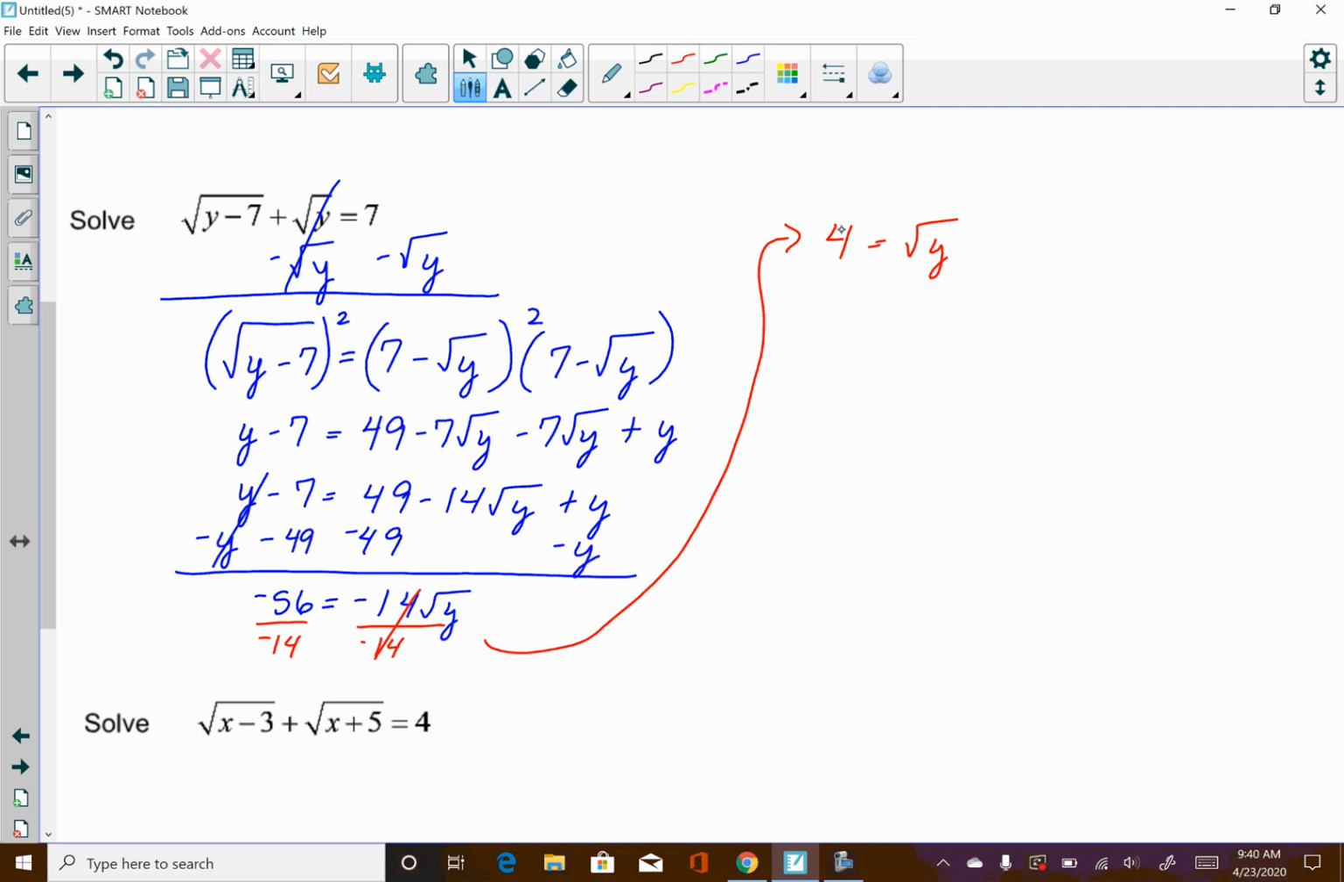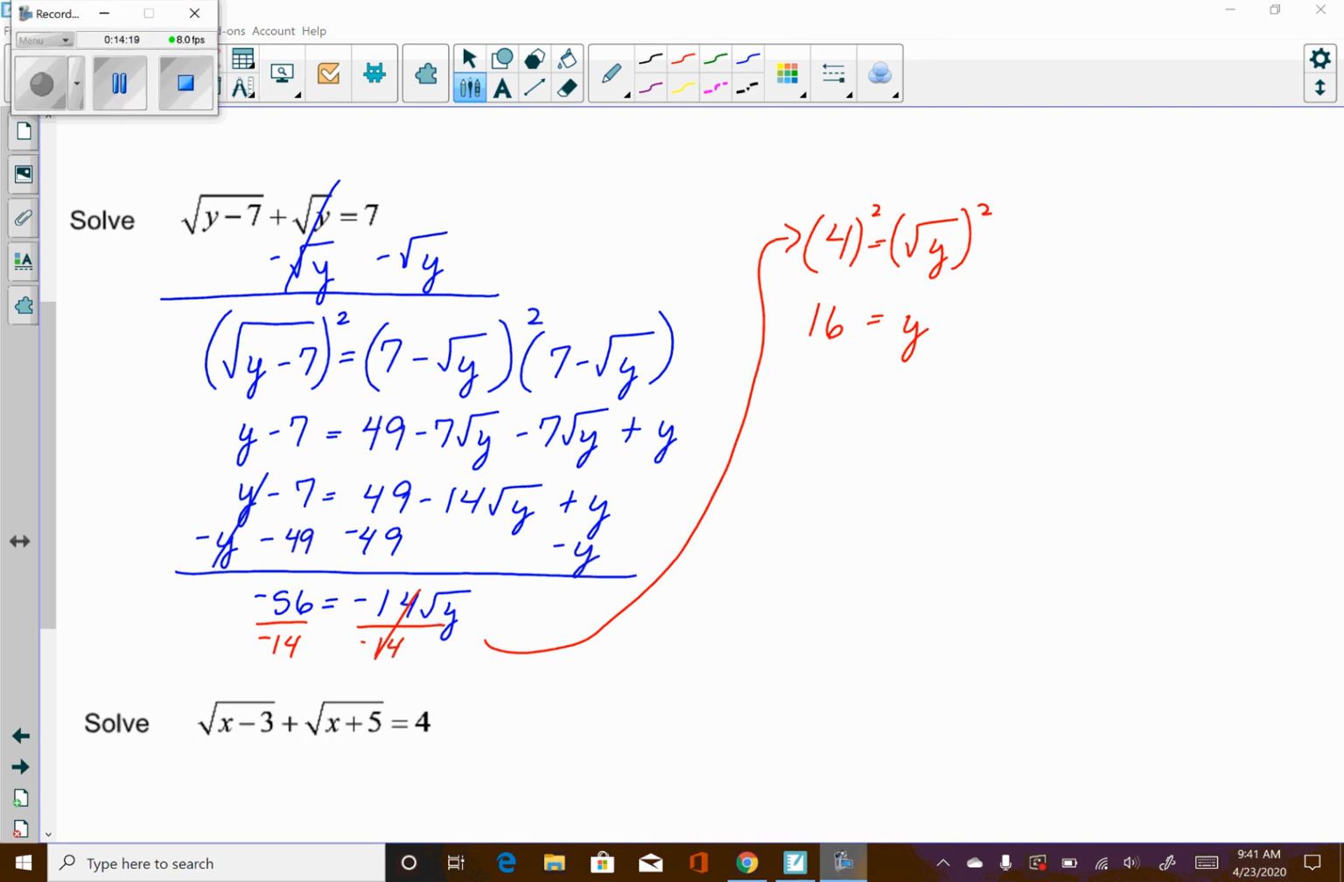Now squaring is, and I know you've got a calculator, but nevertheless, I'm not sitting here with one. So now if I square both sides, because I don't know what 56 squared is off the top of my head, I know that 4 squared is 16, and the square root of y squared is just y. So after we squared both sides, now you have y equals 16. So that would be your solution.